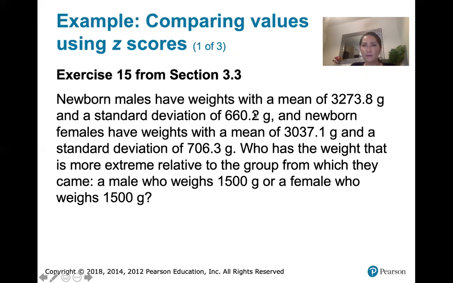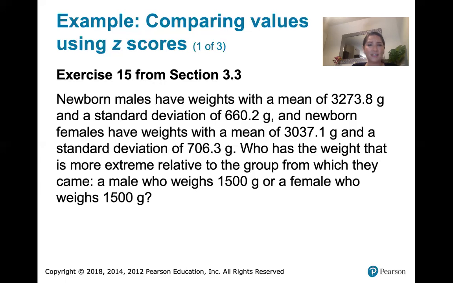If we have a newborn male, the mean weight of newborn male babies is 3,273.8 grams. This 1,500 grams is less than half of that. And the same is true for the newborn female with a weight of 1,500 grams. It's actually a mass, but we won't get into that. If that female weighs 1,500 grams, well, that's less than half of that 3,037.1 grams as well. So these babies are very underweight.